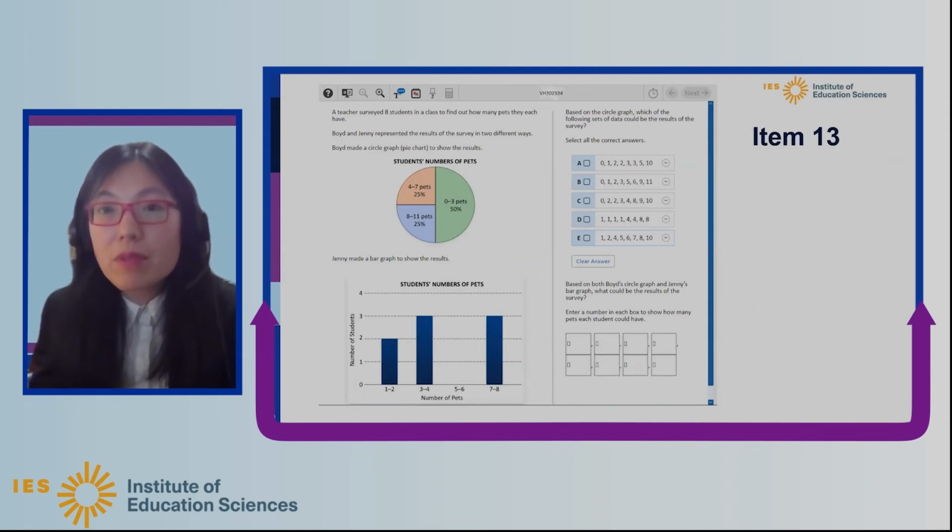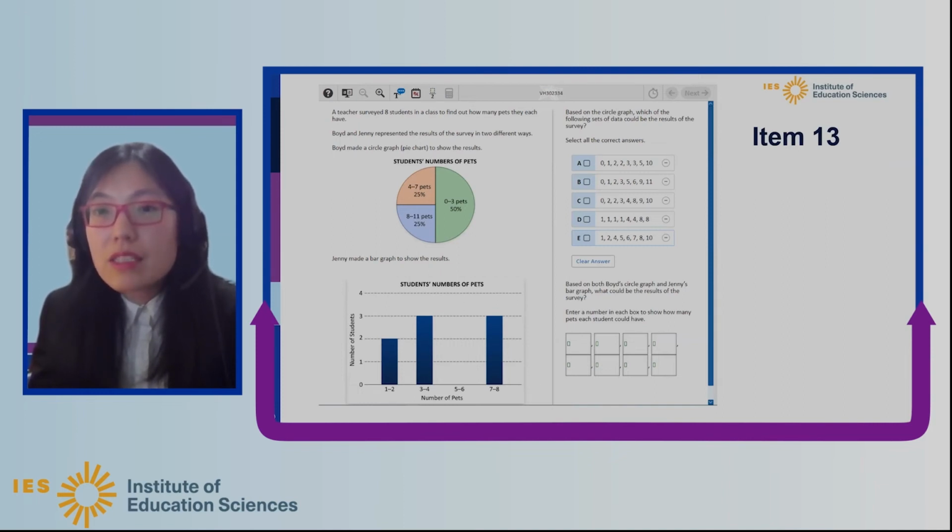Here is what item 13 looks like. It presents 2 graphs, a circle graph and a bar graph. It asks a student to answer 2 questions. The first question is a multiple choice item that asks a student to match data to the circle graph. The second question was a constructed response item asking students to type numbers into 8 boxes to match the numbers shown in the bar graph.